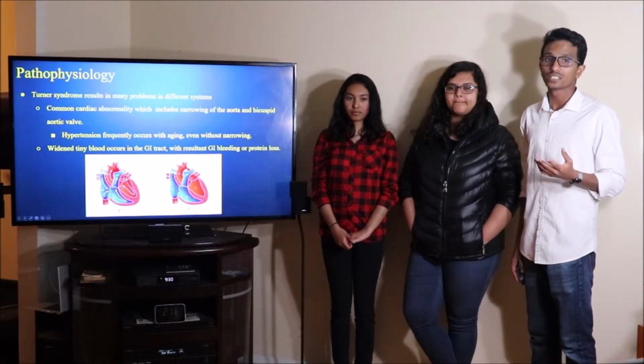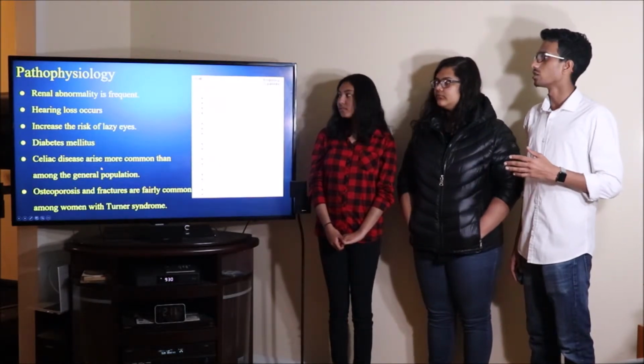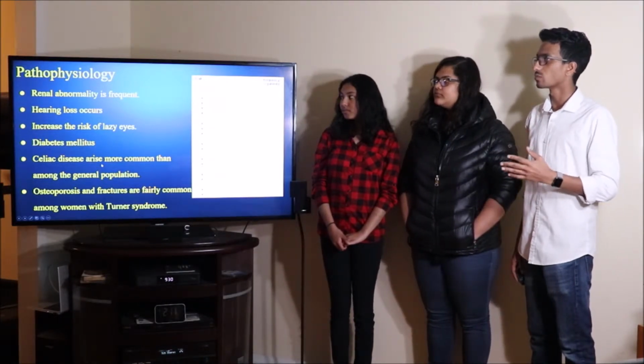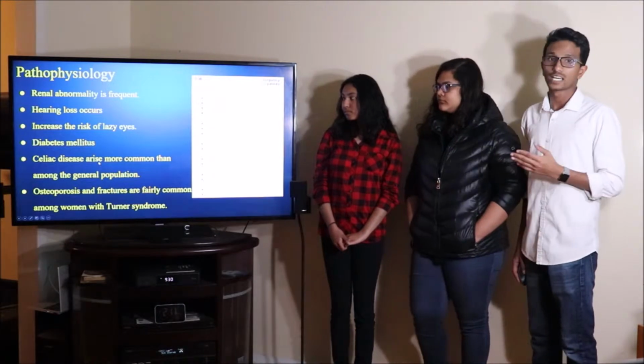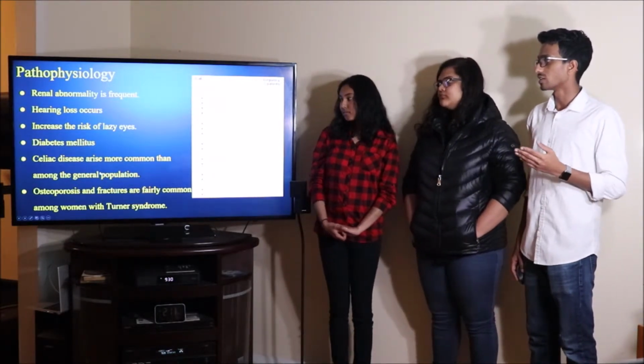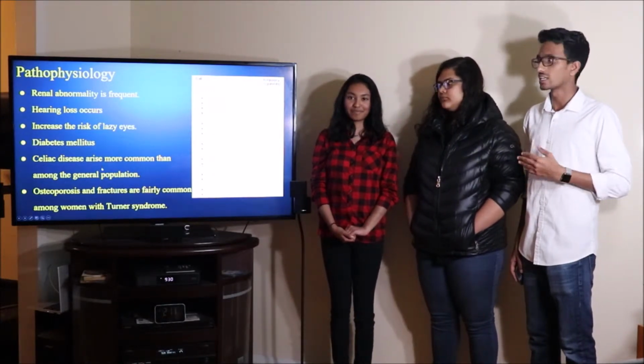GI bleeding is one of the main problems. And as you go to renal, there are different urinary problems, renal problems, hearing loss, lazy eyes, diabetes mellitus, which is one of the main problems, and osteoporosis and fracture. Even before you grow old, you start to get it.